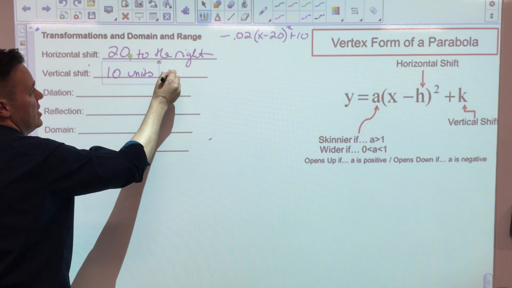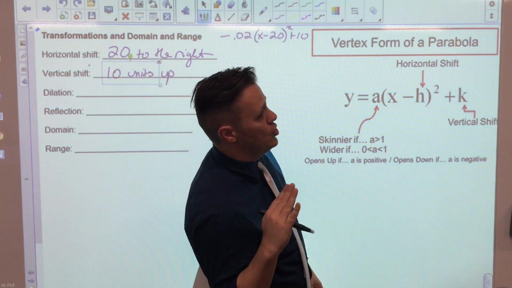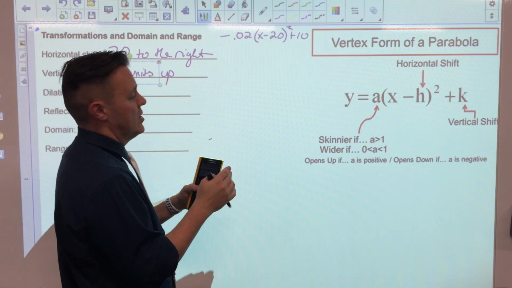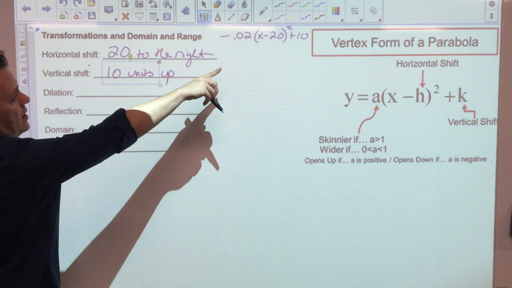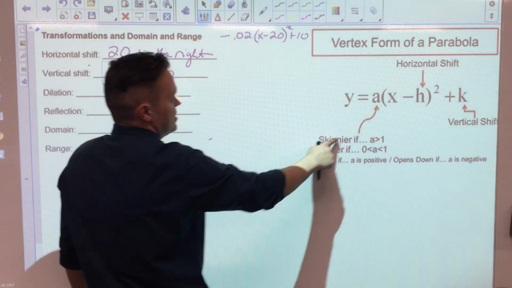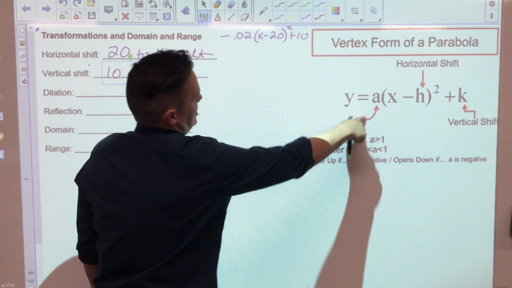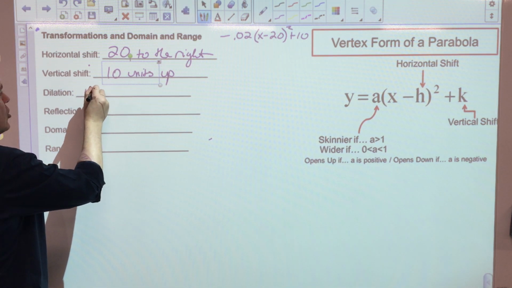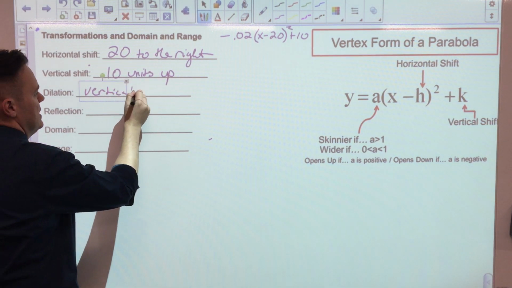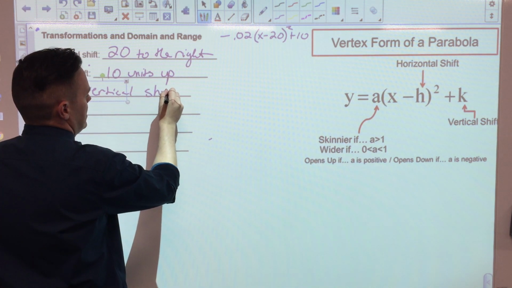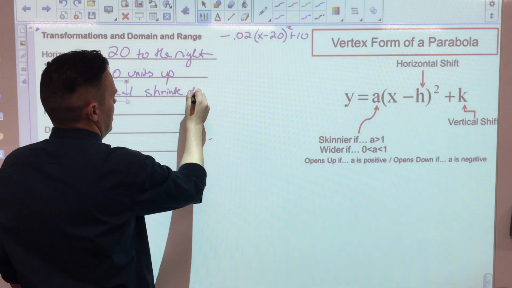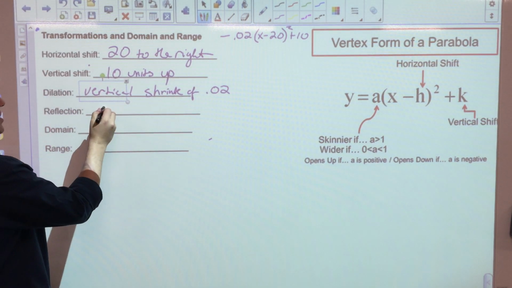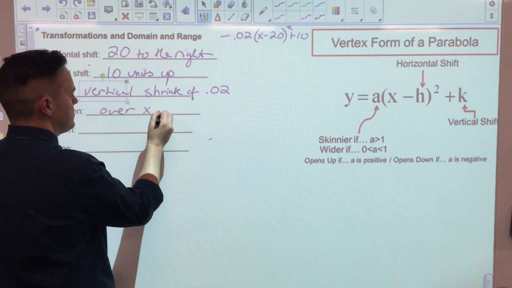For everybody that struggled with this, please make sure you copy the notes here or plug in your own numbers that you're coming up with, okay? It's easy to kind of do that. And then the A, the delineation is going to be the A value, which in my case would be a vertical shrink of 0.02, and then reflection over the x-axis.